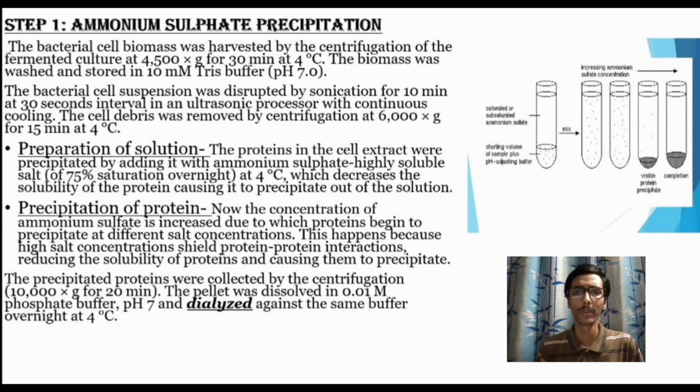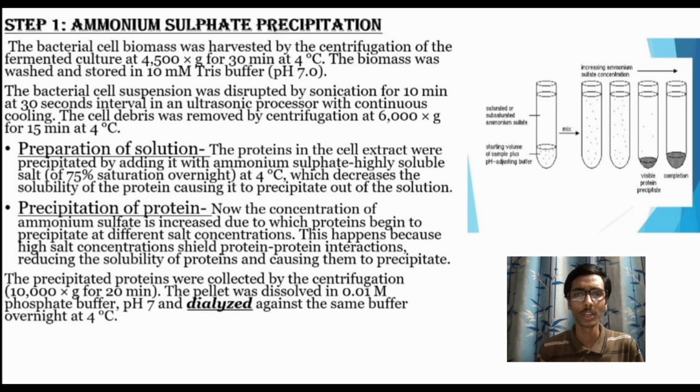First, ammonium sulfate precipitation. To carry out this purification technique, initially the bacterial cell biomass is cultivated and collected by centrifugation at 4500 g. It is then stored in Tris buffer of 10 millimolar at pH of 7. The bacterial cell suspension is then disrupted by sonication through an ultrasonic processor for 10 minutes, and the cell debris is collected by centrifugation at 6000 g.